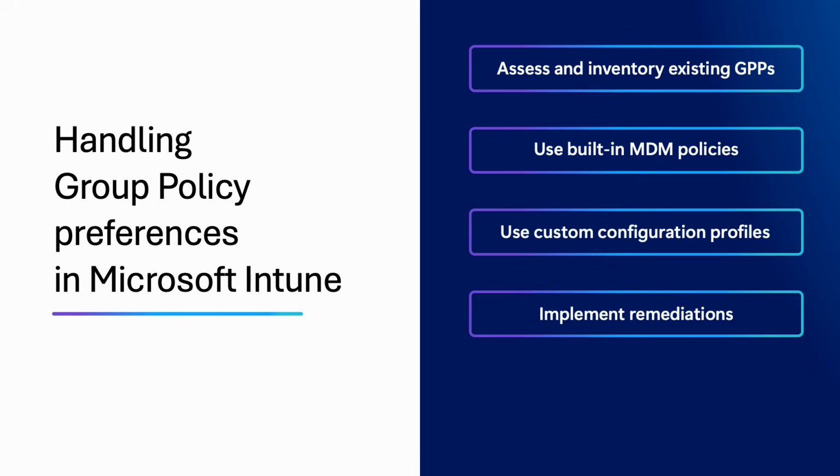Use PowerShell-based remediations in Microsoft Intune to replicate the necessary functionality previously implemented using group policy preferences. Remediations enable you to handle settings drift and ensure that policies are consistently enforced. They can automatically reapply settings if they are changed or removed, maintaining compliance with your organization's policies.